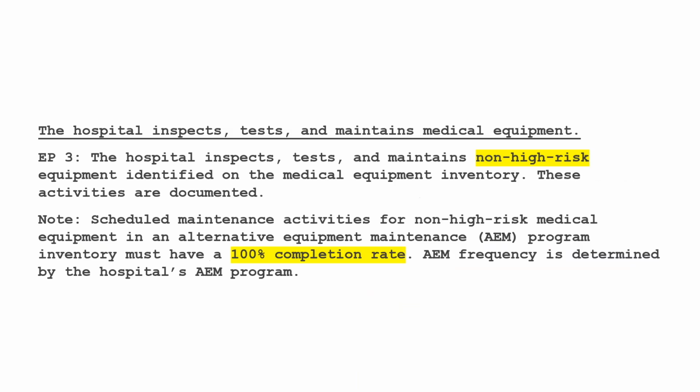But also with non-high risk equipment. Any of that medical equipment you score that's not high risk, and they don't use the term low risk, because there's a risk associated with everything. They don't want to make you think there's low risk to something. There's a risk with any of this equipment should it fail, but it also has a 100% completion rate. And if you're doing alternative equipment maintenance on that, you also have to have a 100% completion rate on those assets as well. They took out a lot of the language around AEM in 2026.